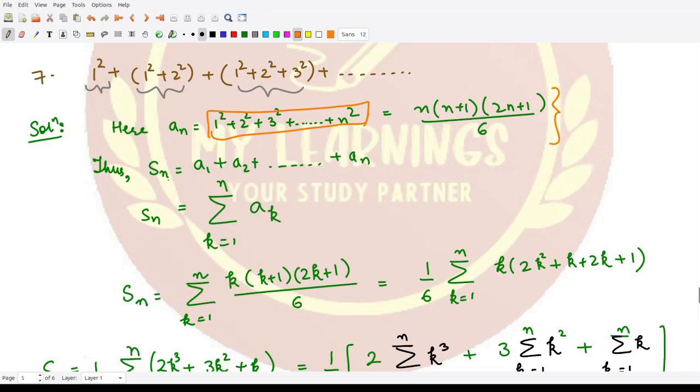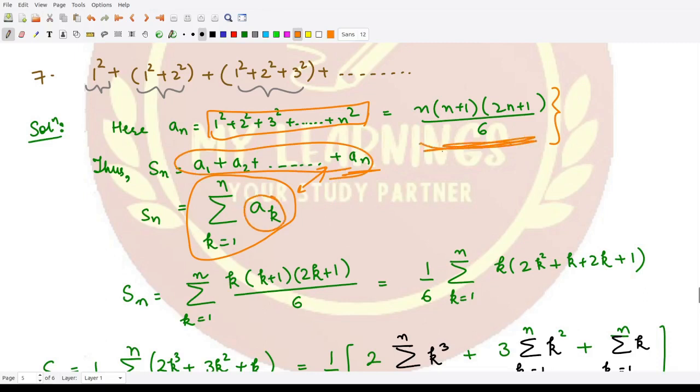Okay, so what would be your Sn? It is a1 plus a2 plus up to an. So basically it's the summation of the general term, where this k varies from 1 to n. So this is just another notation to denote this term, correct? So now we can substitute the value of ak from here. In place of n, we may write k and substitute it here.